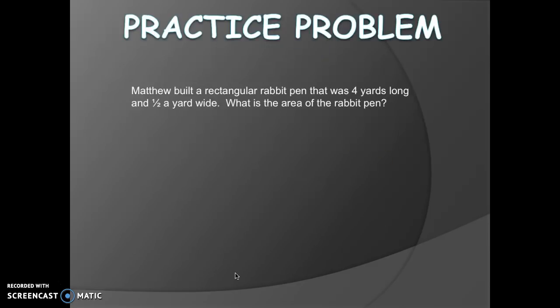All right, so now it's your turn. Matthew built a rectangular rabbit pen that was 4 yards long, half a yard wide. What is the area of the rabbit pen? Think back to how you figure out area, and I'll see you soon.